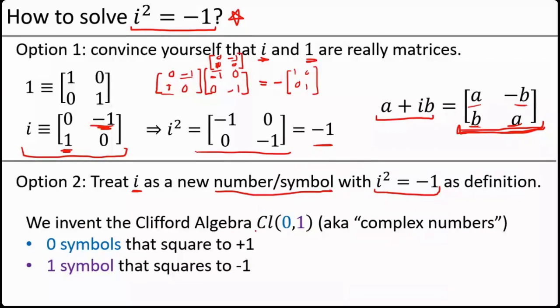And so we've basically invented our first Clifford algebra. This is what we call the Clifford algebra 0, 1, also called the complex numbers. So the 0 is counting how many symbols square to +1. We don't have anything that squares to +1, so we say 0. And then the 1 is counting how many symbols square to -1. So we have i, so that's one symbol that squares to -1. So we say the complex numbers are the Clifford algebra 0, 1. And basically i is just a symbol. We don't really think of it as a matrix.